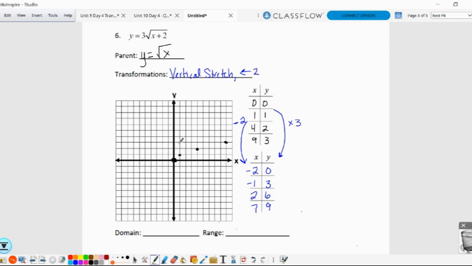This difference is 1, now it's 3. This difference is 2, now it's 6. This difference is 3, now it's 9. So there's our vertical stretch in pink. We still have to shift our graph to the left by 2. Sorry, I should put a pink point here as well. 0 times 3, it's already on the axis, so that distance does not increase. Now we're going to shift each of these points to the left by 2.